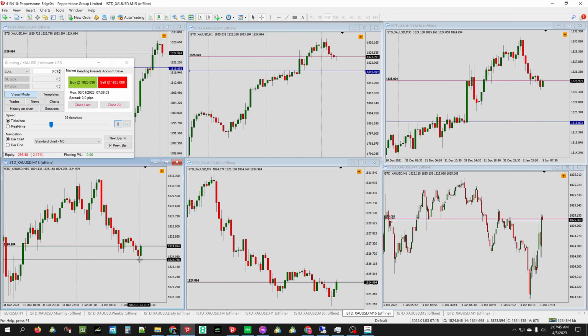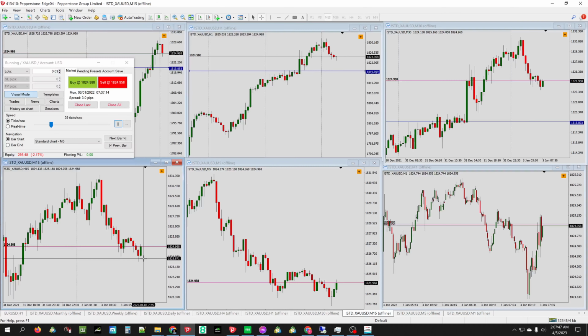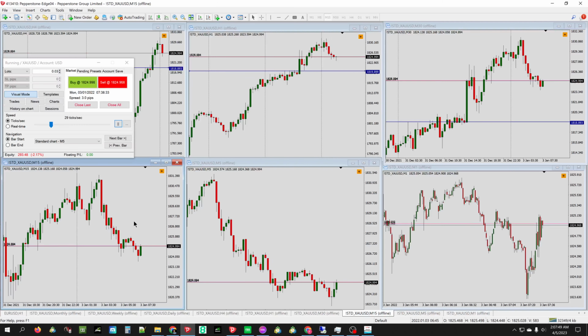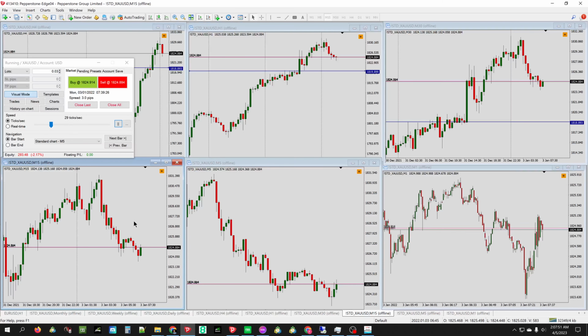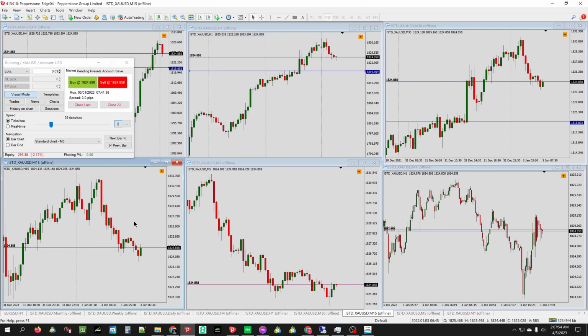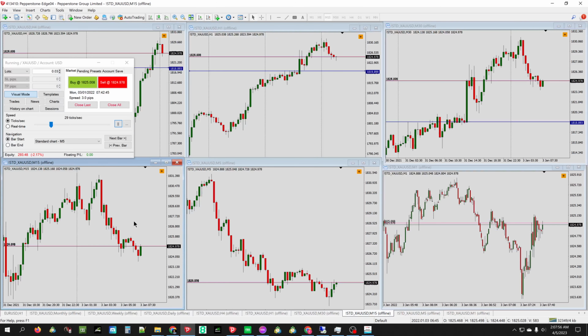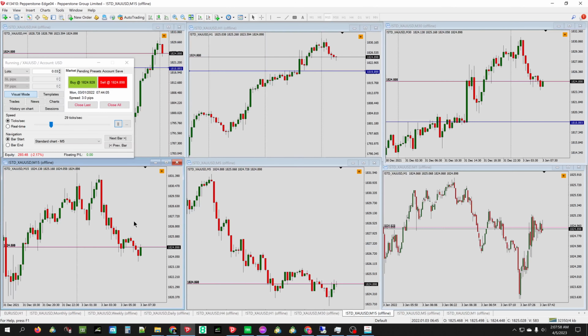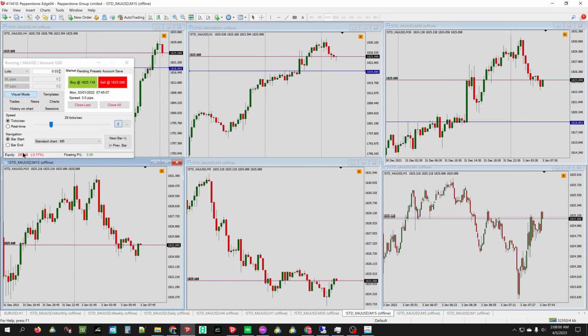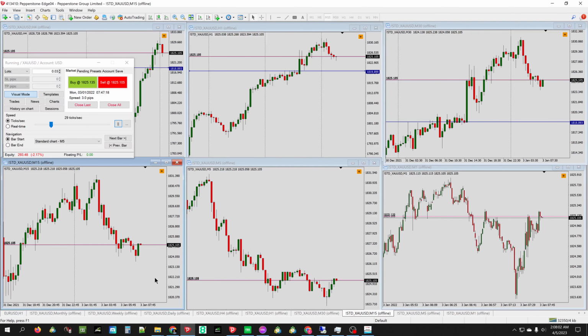I'm still waiting for this M15 close, and yeah, lost around 7 US dollars on this trade.